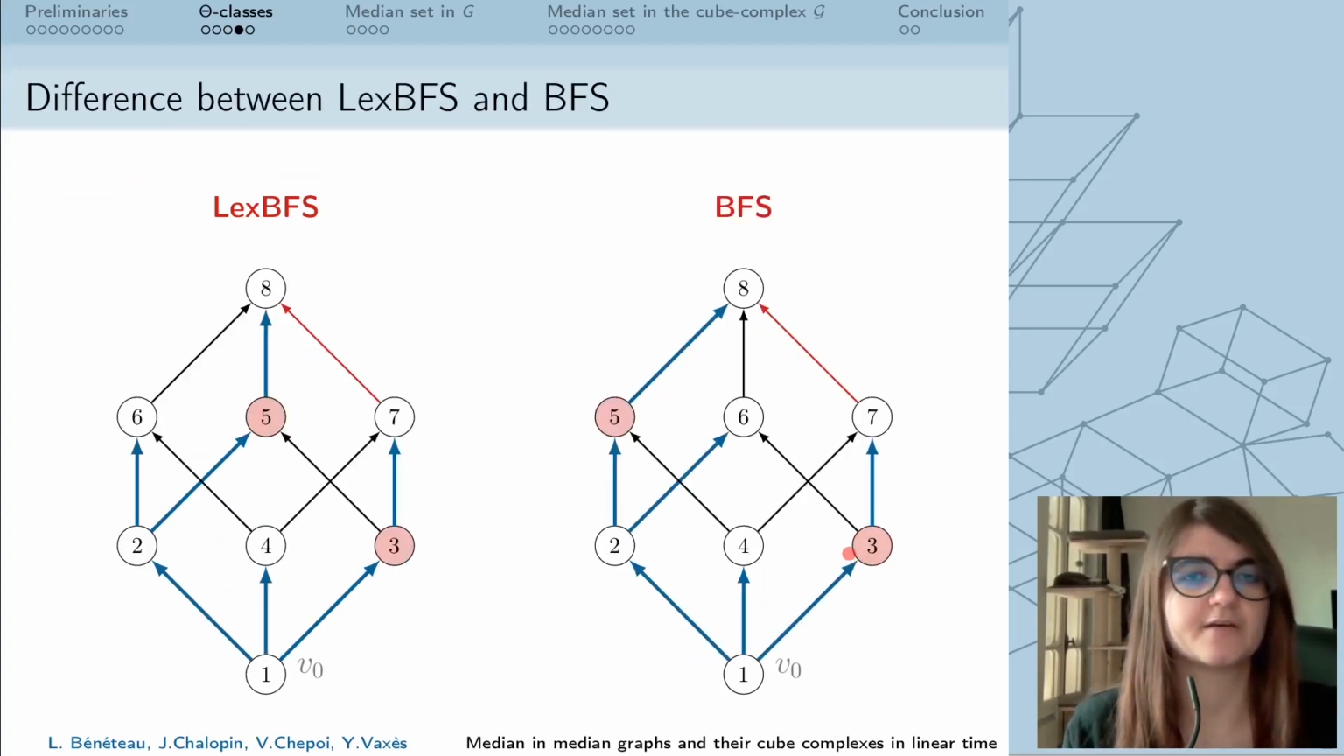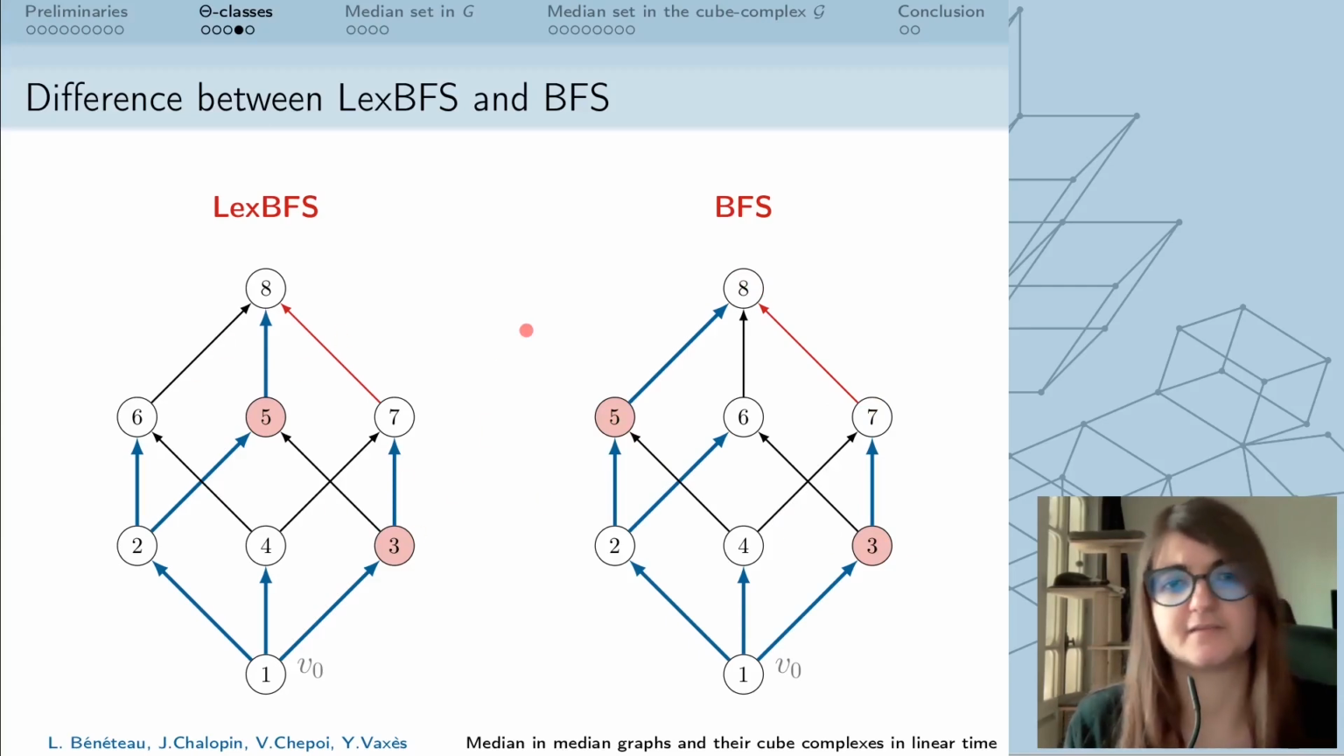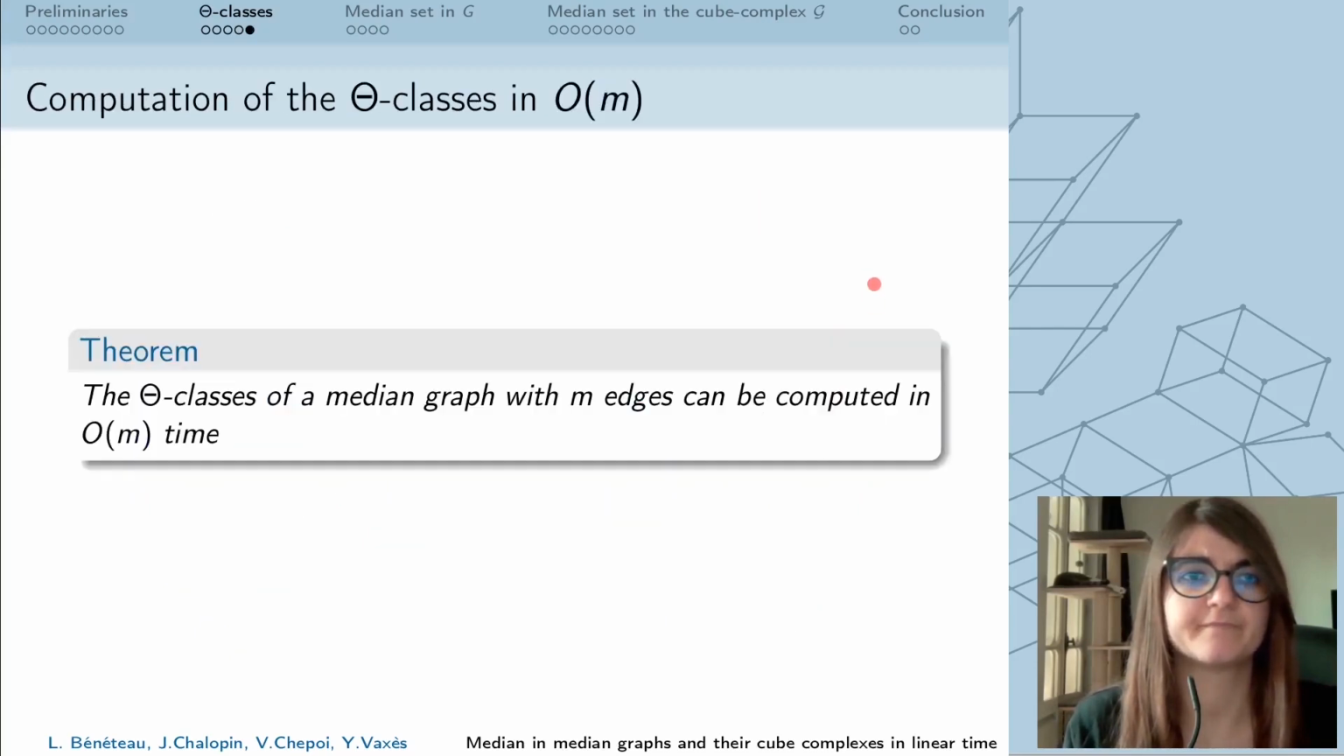So just to say that we need the Lex BFS to have the fellow traveler property. If we take this example and the edge 7, 8 in BFS ordering, we see that 7 is not the father of 8, sorry, but 3 and 5 are not adjacent, while in a Lex BFS they are. So yeah, this edge does not respect the fellow traveler property. Since the implementation of a Lex BFS is linear, we have found how to compute for each edge of a median graph its theta class.